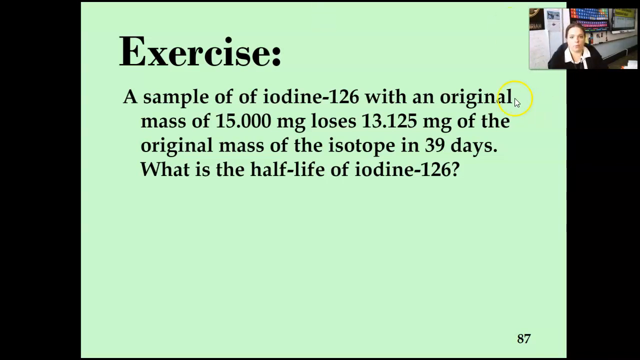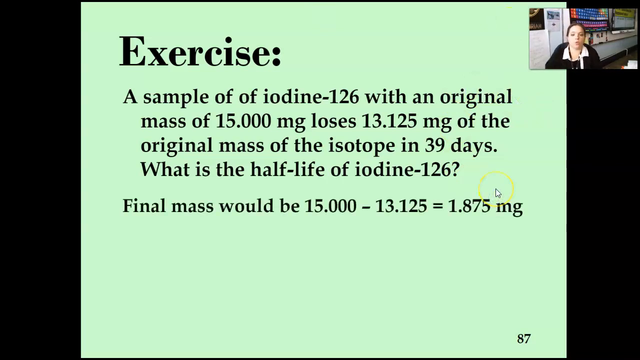Okay, so let's see. What are we doing first? So the final mass. Let's figure out the final mass. It loses this much. So 15.000 minus 13.125 gives me 1.875 milligrams. I'm left with that. I start at 15. I end with this. So what are we going to do?